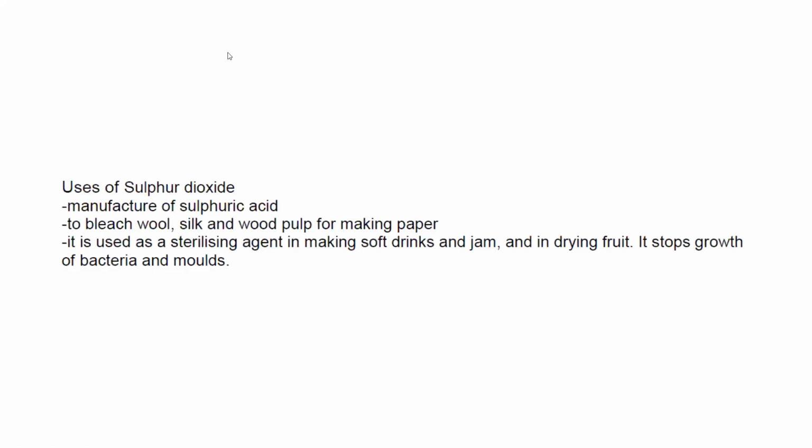Then the uses of sulfur dioxide. There are different uses, like we can use it to manufacture sulfuric acid. It is also used to bleach. Bleach means removing the color. It is used to bleach wool, silk, and wood pulp for making paper. The white paper is basically due to sulfur dioxide used as a bleaching agent to remove the color. It is also used as a sterilizing agent. Sterilizing means it does not allow bacteria to grow. So in soft drinks, jam, or dry fruits, it stops the growth of bacteria and molds.